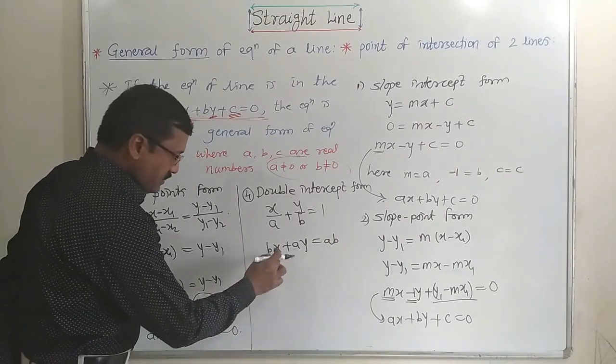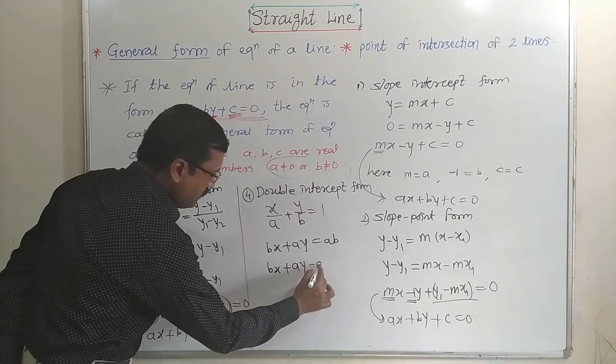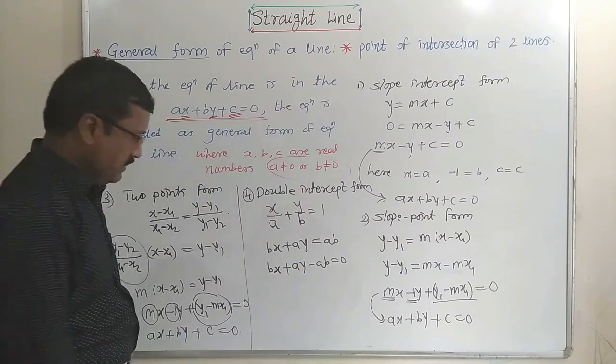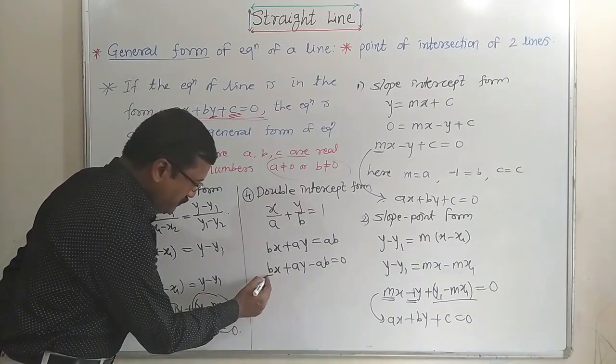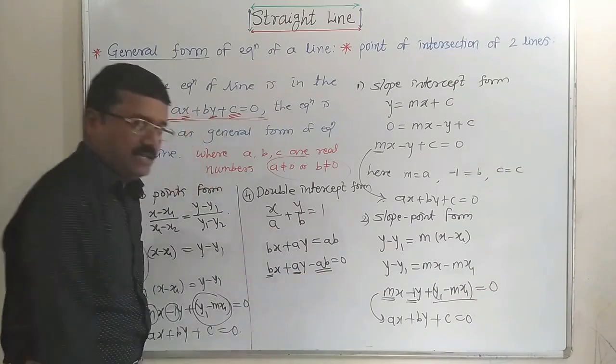Let us rewrite this equation as bx plus ay minus ab equal to 0, meaning taking ab to the left side. Here the coefficient of x is b, the coefficient of y is a, and the constant is minus ab.